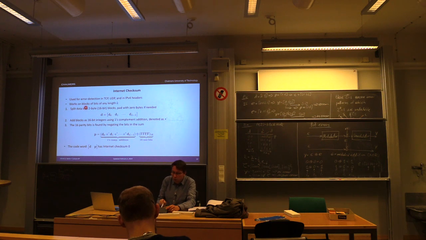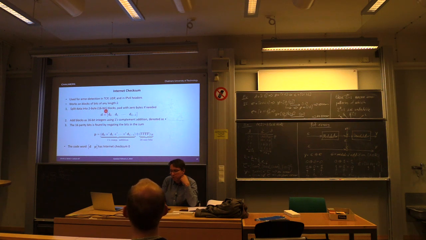Okay, so it works on blocks of bits of any length k. So it could be 12,000 bits or 44 bits or 1 billion bits. It works for all of these. And the procedure is the following 3 steps. First, we split the data into 2-byte or 16-bit blocks. If that doesn't add up to the number of bits that we have, we just add zeros at the end so that we get an even number of bytes.